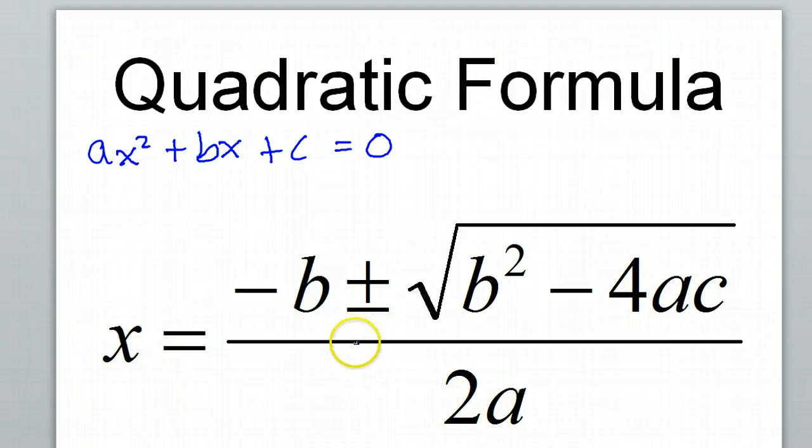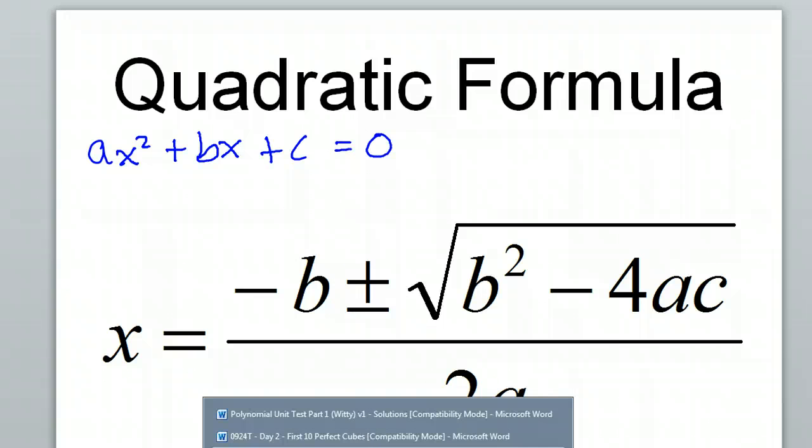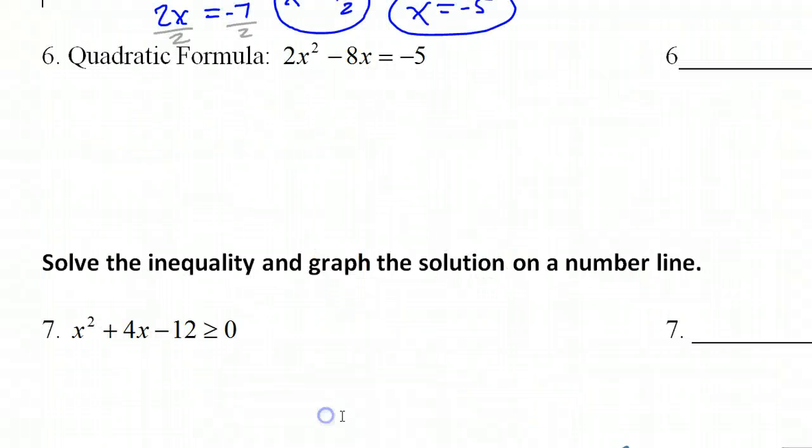And you had to memorize this. It helped to know the song. Opposite of b plus or minus square root b squared minus 4ac, all over 2a. Yeah, learn the song. What? Don't mock me. Don't hate, don't judge. Anyway, this is the quadratic formula, and that's what we're supposed to be using for this problem.